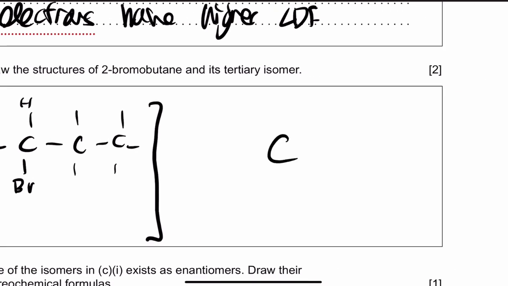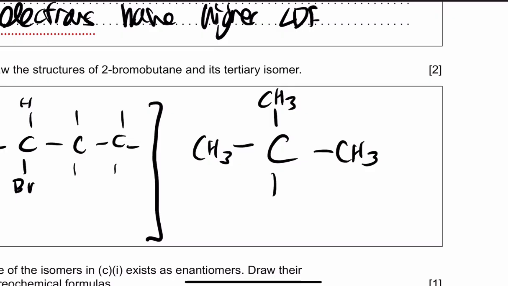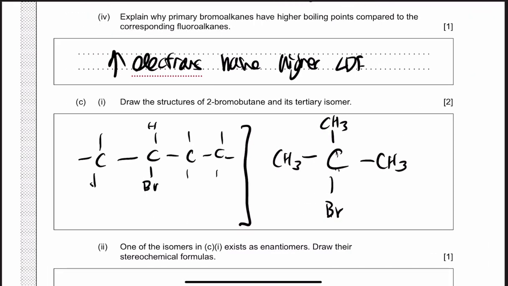For the tertiary isomer, it'll have this central carbon. Tertiary means it'll have a carbon on every side, so it'll have a CH3, CH3, CH3, and then this will be a bromine. This is also named 2-bromobutane-type because the longest chain is always going to be 2, connected to the carbon that's connected to bromine. So yeah, this is the tertiary isomer.